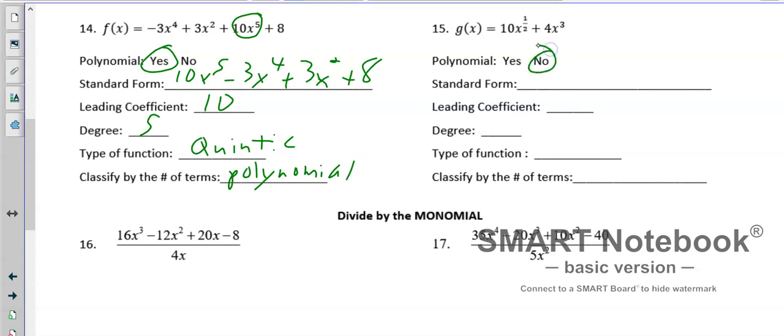Number 15 is a no, right there. No fractional exponents. Not allowed.